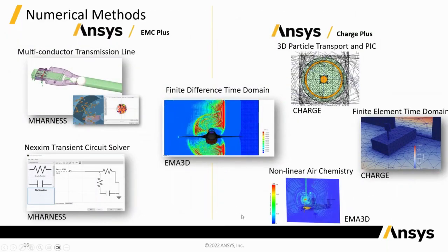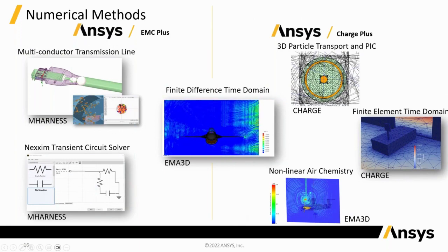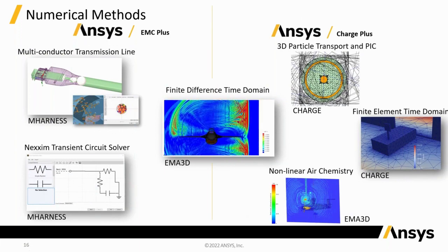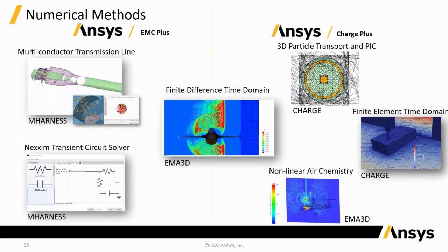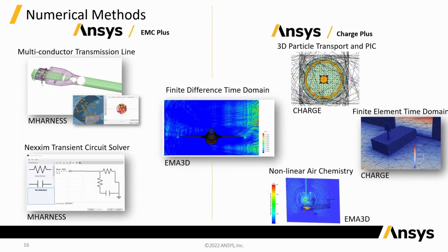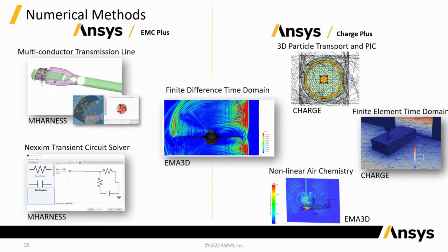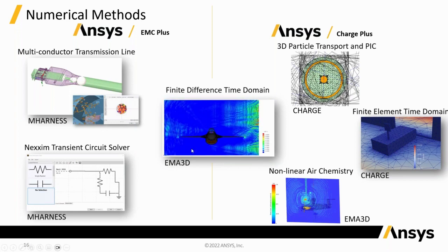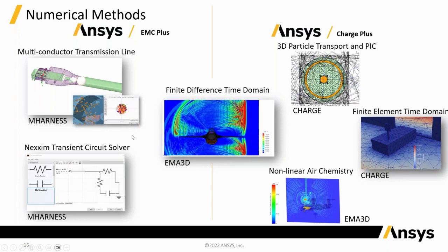Here's a quick look under the hood. I won't go into great detail, but the codes are built specifically on a finite difference time domain solver. Both the Charge and the EMC Plus solution have that. The advantage of that type of solution and that solver is that it uses a voxel mesh, which is very fast and forgiving, both as a solver and as a mesher. We couple that with a multi-conductor transmission line solver, and that's really important to note.